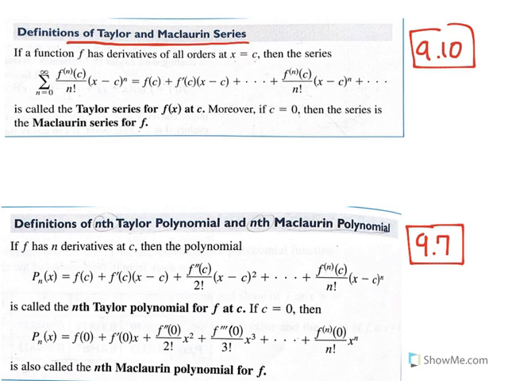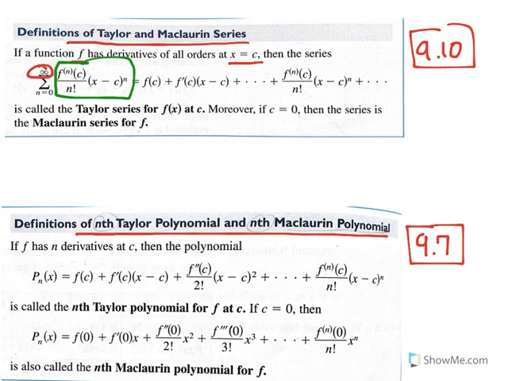In section 9.7, we had definitions of nth Taylor polynomial and nth Maclaurin polynomial. Definition 9.10: if a function f has derivatives of all orders at x equals c, then the series, and this is an infinite series, and this is the general description of the nth term. You have x minus c to the n power, and the coefficient is the nth derivative of f evaluated at c divided by n factorial.